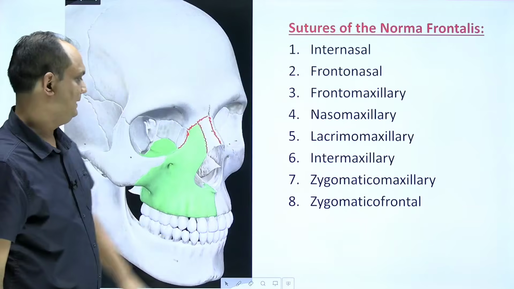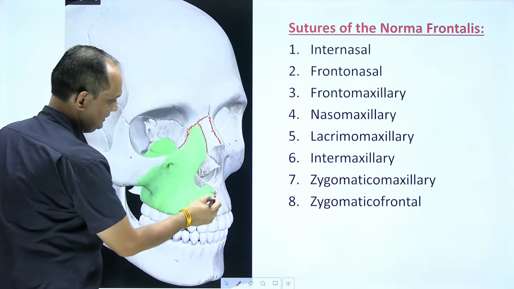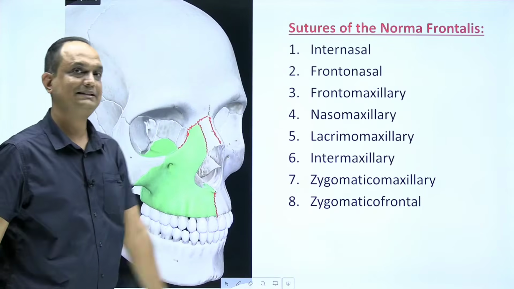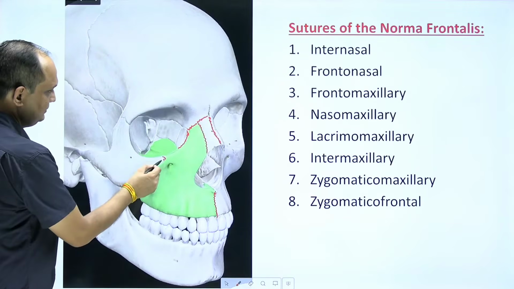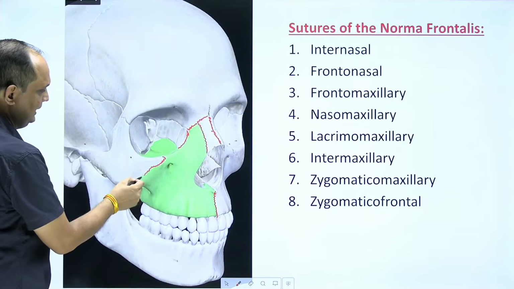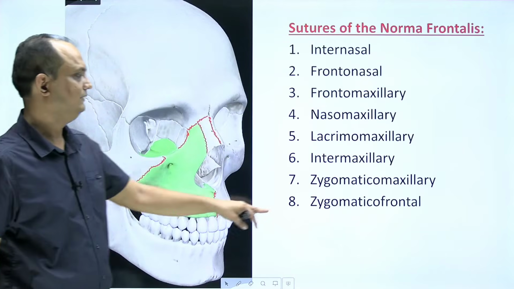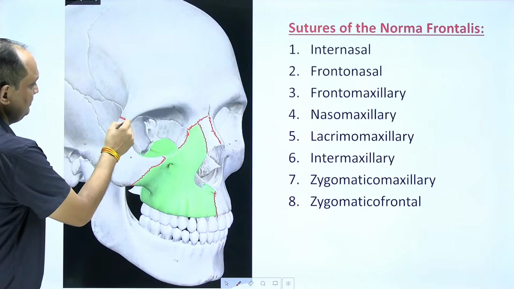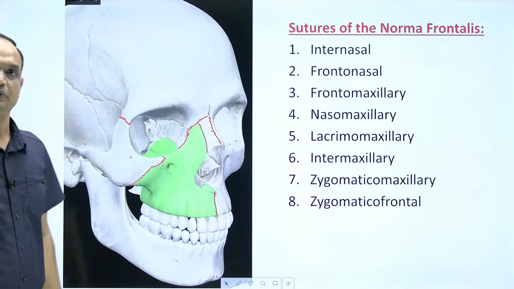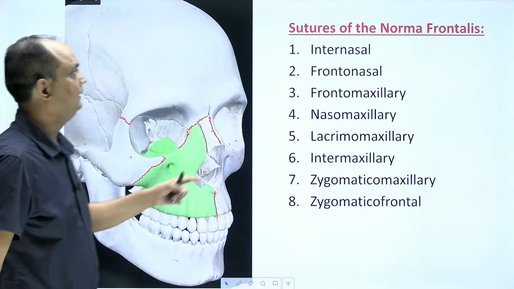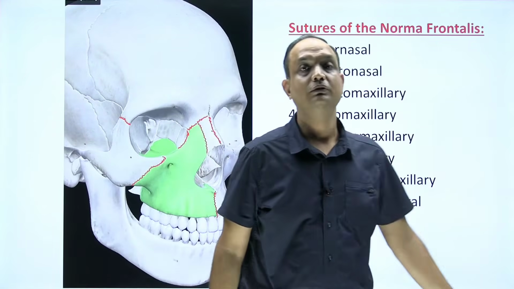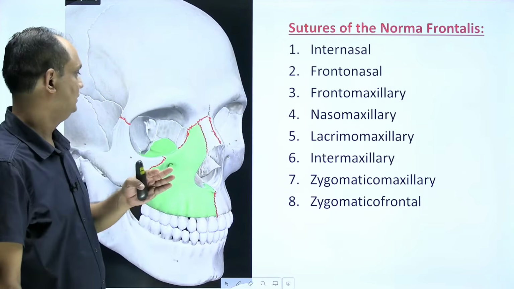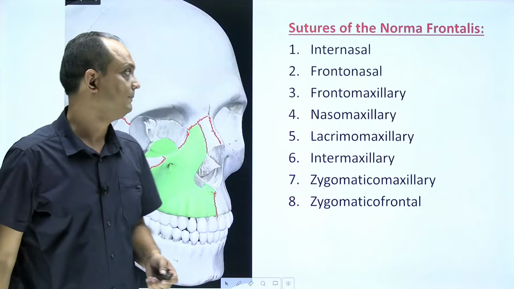Then you will have intermaxillary suture. So this is the intermaxillary suture. Then you will have zygomatico-maxillary suture. So here is the joint between the zygomatic bone and the maxilla. And lastly you will have zygomatico-frontal suture. So it is here between the zygomatic bone and frontal bone. Clear? So whenever you are reading the Norma Frontalis, you will have these 8 sutures between the different bones on the front of your face.